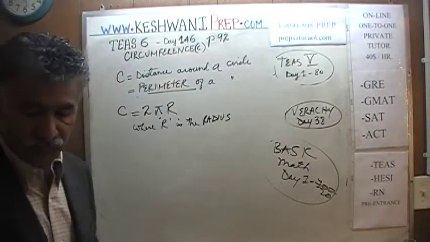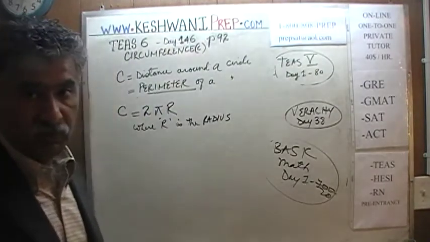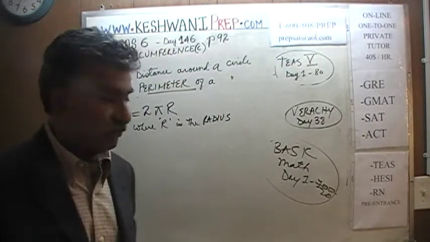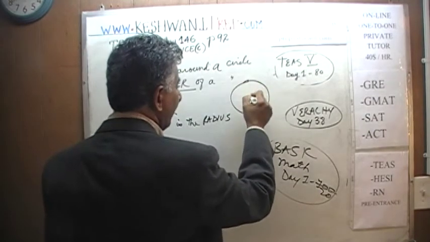R is the radius. We have to know the radius, otherwise we cannot measure the circumference. Or we have to know the diameter. If you know the diameter, you can figure out the radius, because, rather, radius is half the diameter.